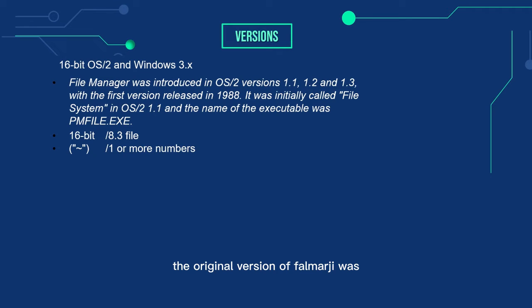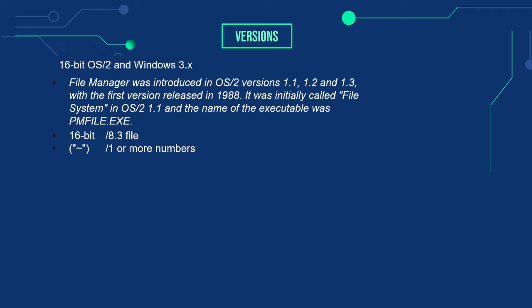The original version of File Manager was a 16-bit program that supported the 8.3 file names that were in use at the time. It did not support the extended file names that became available in Windows 95, excluding long file names containing spaces. Instead, it would only display the first 6 characters followed by a tilde character and a number, usually 1, or 2, 3, and so on, which were added after the tilde if more than one file name with the same initial characters existed in the same directory.